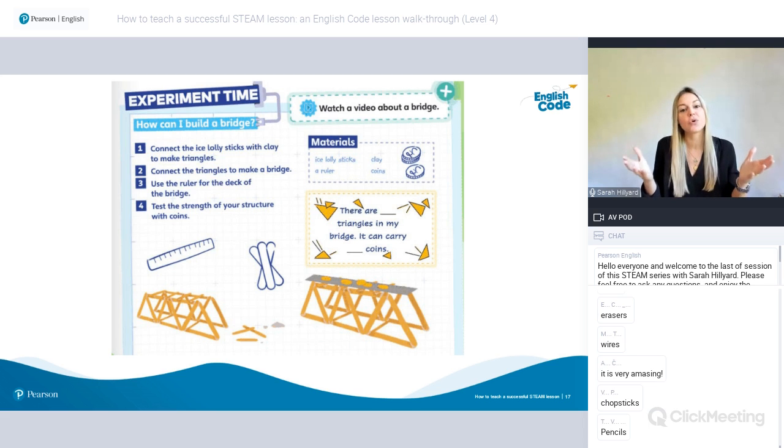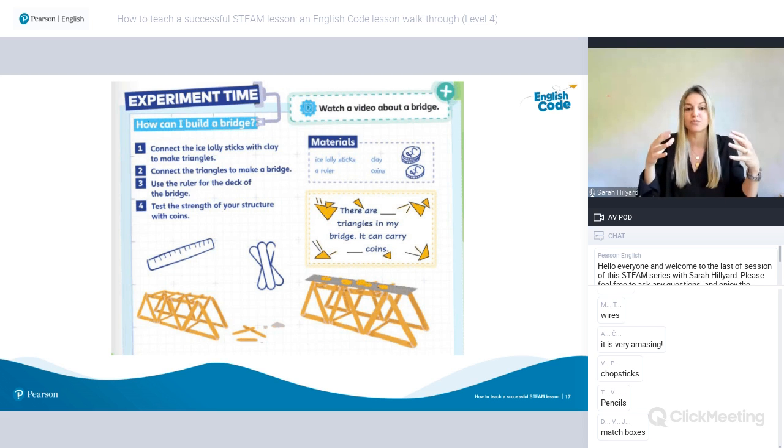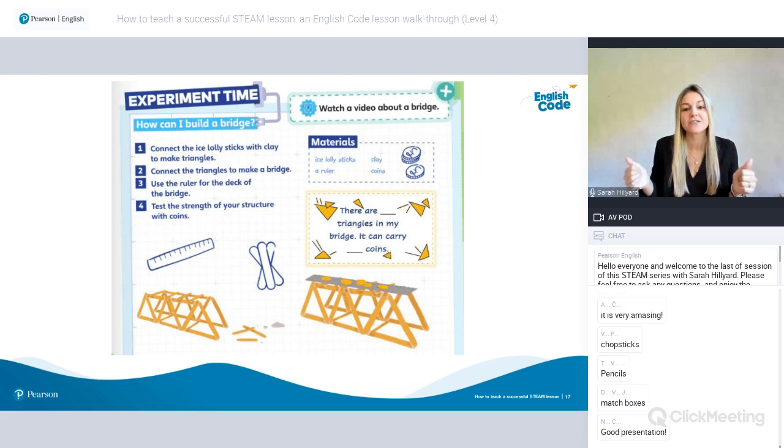Okay, it might fall. And that's the whole point of it. We want to make a strong bridge. We're learning how to make a strong bridge. If it's not strong, it will fall. And that's fine. We're learning what doesn't make a strong bridge. Okay, so anything you can find to make a bridge, go and get it right now.